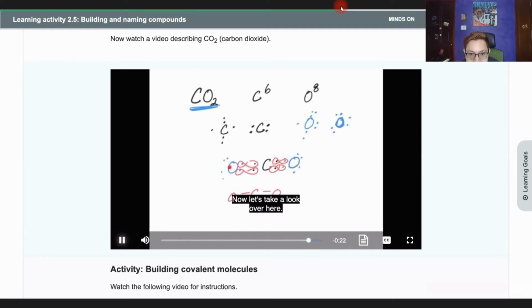Now let's take a look over here. Here's our oxygen. It had 1, 2, 3, 4, 5, 6. Add the 2 that it's now sharing with carbon, 7, 8, and it has a full 8 in its outer shell. So the creation of this covalent bond, or covalent bonds, makes all of these individual atoms have stable outer shells. So it's a win-win situation for all of them. But the trick here is to find out how you're going to write it.